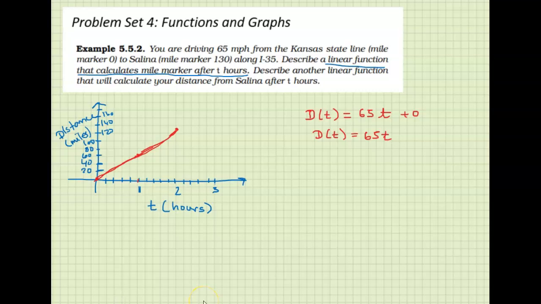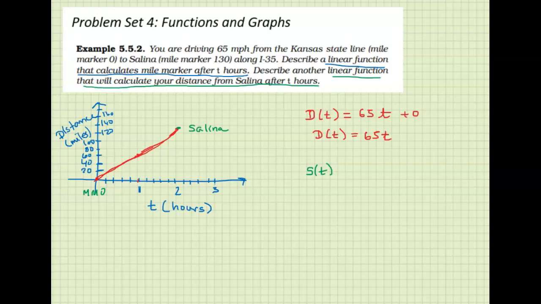Now let's look at the second part. Describe another linear function that will calculate your distance from Salina after t hours. For the first function, the red one, this is mile marker 0, and by the time you reached here, you went to Salina. But now we want to calculate the distance from Salina. Let's call that S of t.